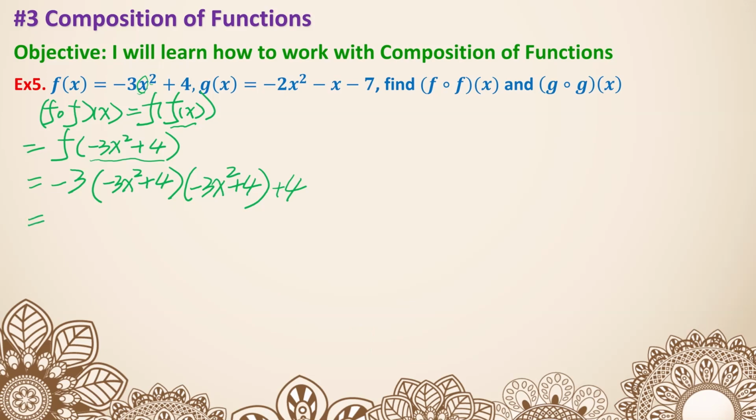Okay, so let's distribute in the negative 3. That's going to give us a positive 9x squared minus 12. And then we still have the negative 3x squared plus 4. Don't forget the plus 4 on the end.